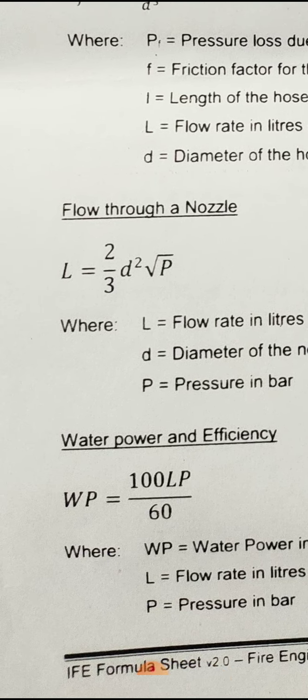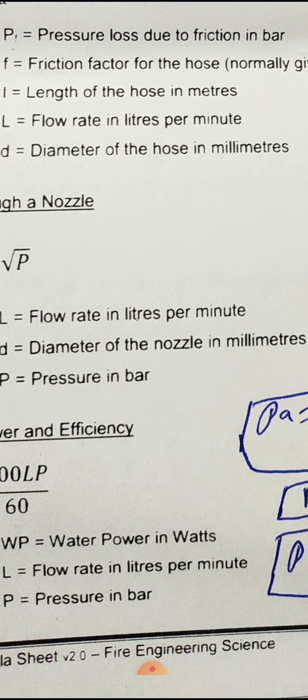And the third one is the water power. So WP is equal to 100 L P divided by 60. Water power in watts.